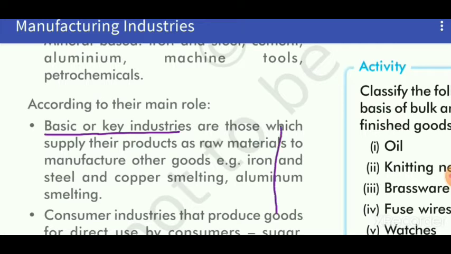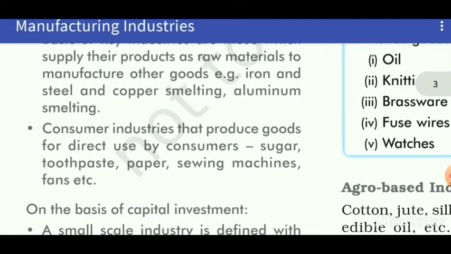Now see what is next. The next one is consumer industries. Actually, these are those industries which produce goods for direct use by customers. It means the goods of these industries are ready to use by the consumer as soon as they are manufactured. For example, sugar, toothpaste, paper, sewing machine, fans, etc. So all these goods are ready to use by the customer or consumer as soon as they are manufactured by the industries.